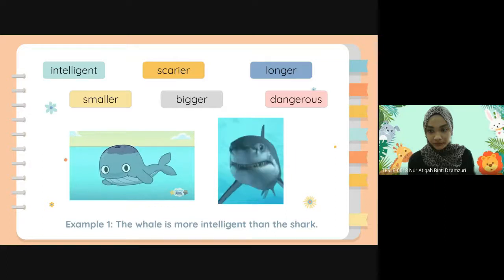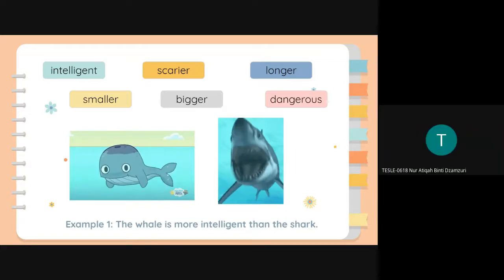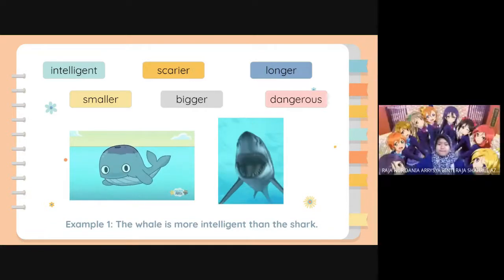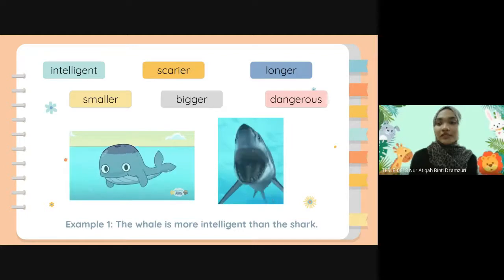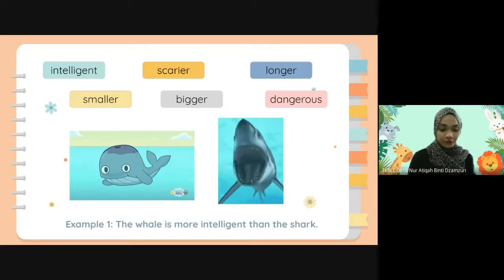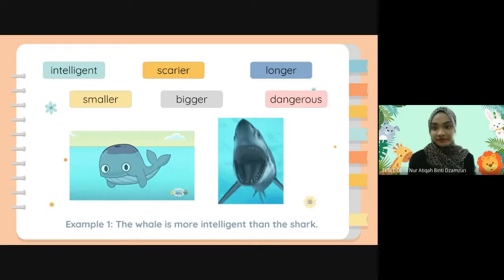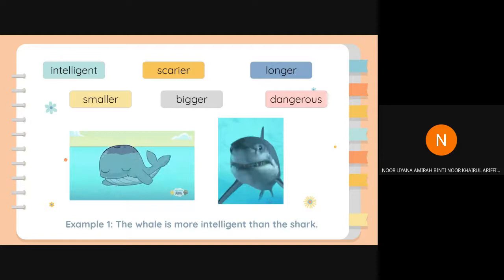Okay, have you all done? Semua dah siap buat ayat? Satu ayat je. Yes. Okay. Who wants to start first? Siapa nak mula dulu? Okay, Liana Amira. Read your sentence. The whale is smaller than the shark.